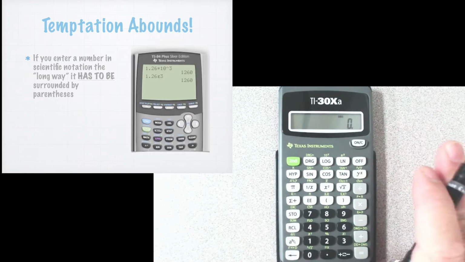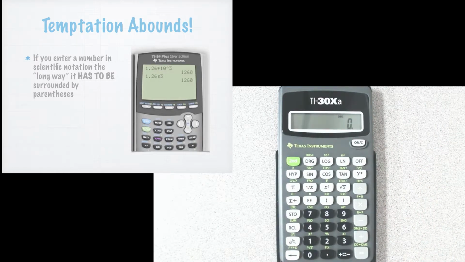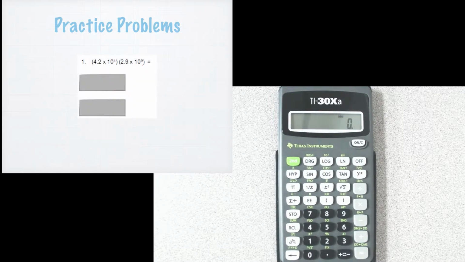Again, I do not recommend doing that. Do not do it that way. You can get into serious trouble. And the reason why is because of the calculations, and the order of operations is really important. So what I wanted to show you here was this calculation where we do 4.2 times 10 to the fourth times 2.9 times 10 to the ninth.